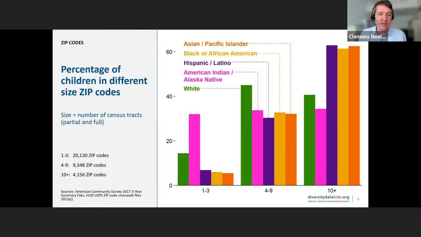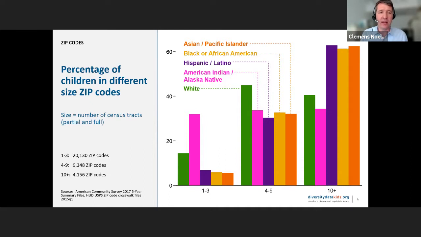So let's maybe start with the distribution of children across zip codes of different sizes. About 60% of Hispanic, Black, and Asian children live in zip codes that are comprised of 10 or more census tracts, but only 40% of white children do. So if there is a variation across census tracts in the way I've just showed in the example for the Chicago zip code, then the zip code level estimates for these groups would be less reliable than compared to white children, for example.